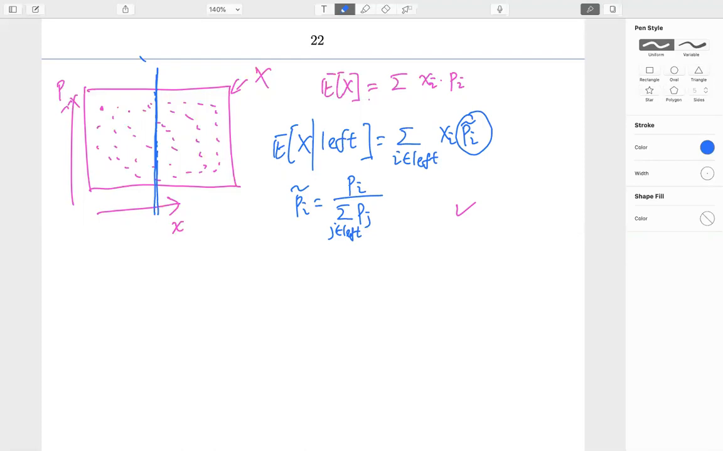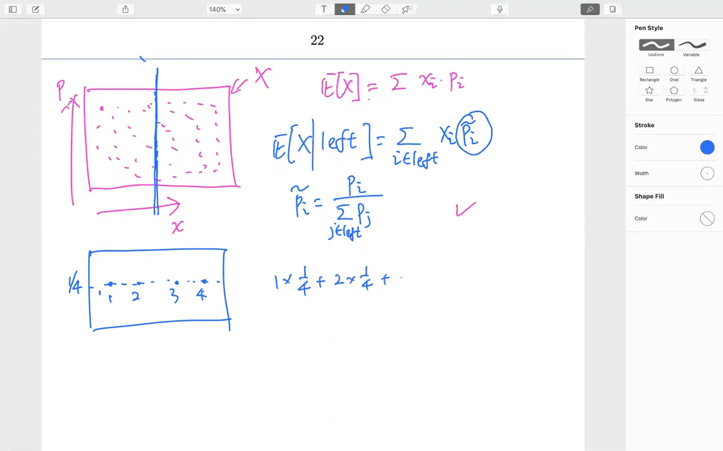If this is too chaotic to think of, let's say I have 4 points, each with 1 over 4 probability. So this probability is 1 over 4. Let's say 1, 2, 3, 4. Originally, how do I calculate the expected value? It's 1 times 1 over 4 plus 2 times 1 over 4, and so on up to 4 times 1 over 4. You add everything together, it's 10 divided by 4, so it's 2.5.